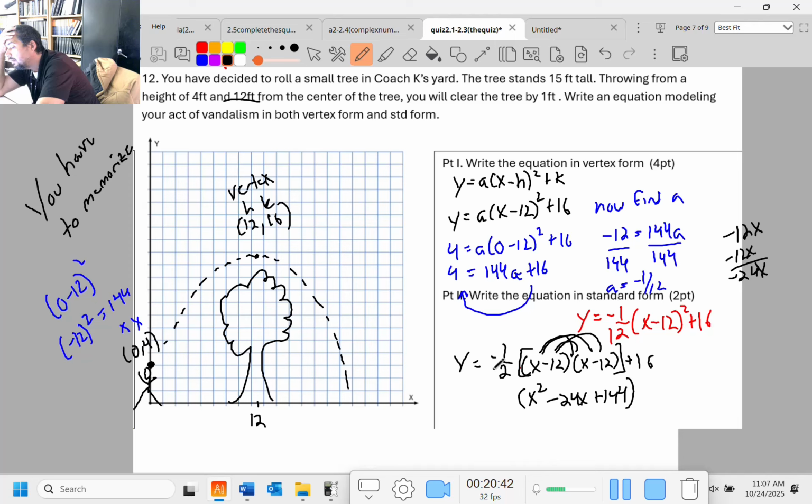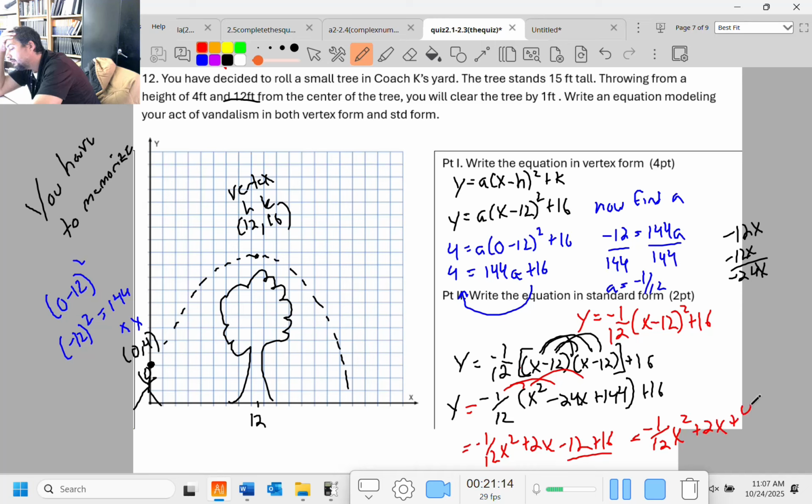And it's too early to worry about adding 16. So the next move is going to be to distribute that negative 1/12 in. You'll get negative 1/12 of x squared plus twice x. A 12th of 144 is 12, so minus 12, and then I can worry about the plussing of 16. So negative 1/12 x squared plus twice x plus 4. That's the equation in standard form, children.